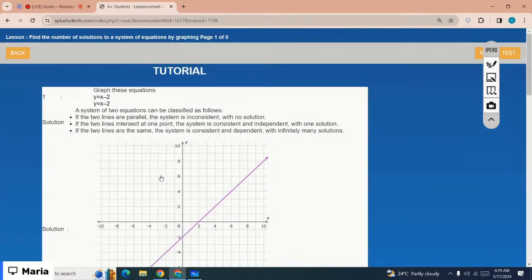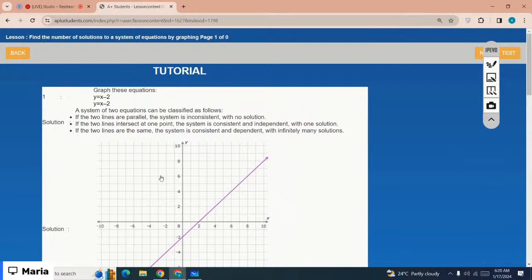Okay, we know how to find the solution of the equations through graphing, right? But now we're going to see how we find how many solutions a system of equations has by graphing, right? Just look at the first example. Graph these equations. y equals x minus 2 and y equals x minus 2, right?